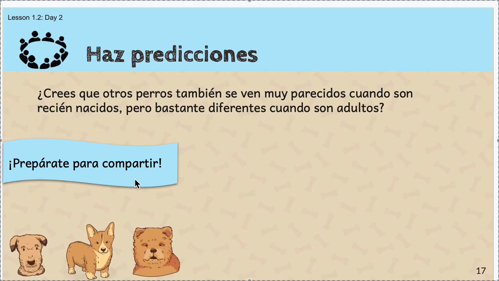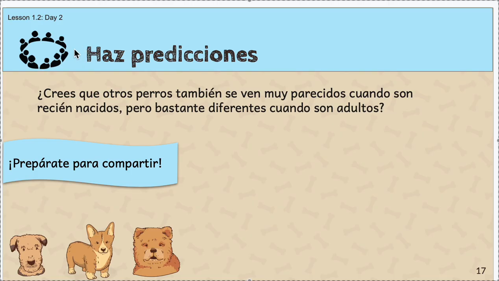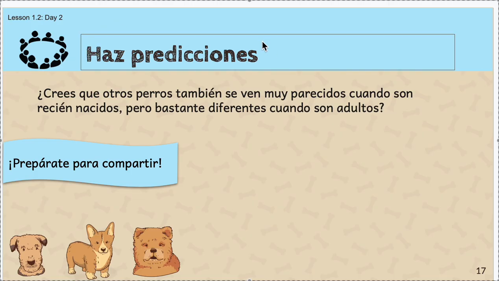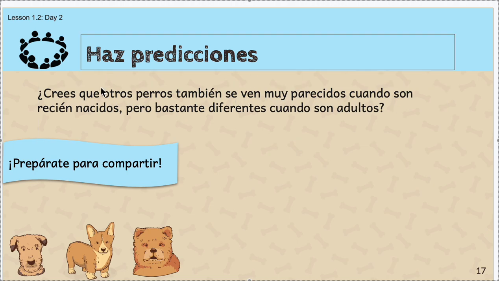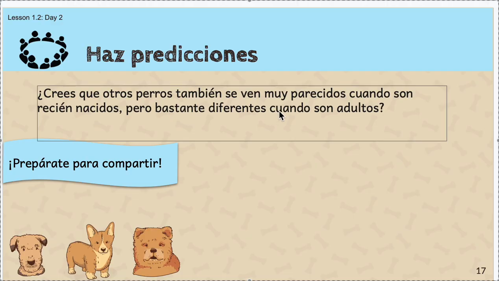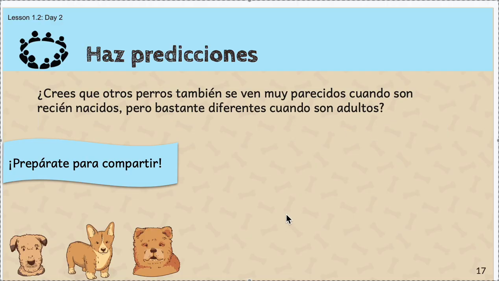Okay, and then prepare to share. So in your notebook, what I want you to do, write haz predicciones. You're going to write the question. ¿Crees que otros perros también se ven muy parecidos cuando son recién nacidos, pero bastante diferente cuando son adultos? And you're going to write your answer. Once you're done there, you are going to pause this video and get going on the next thing.